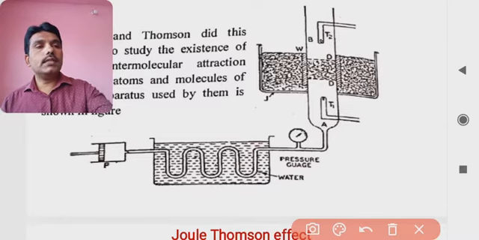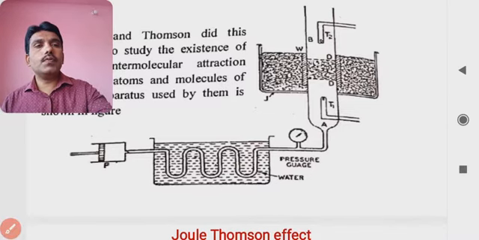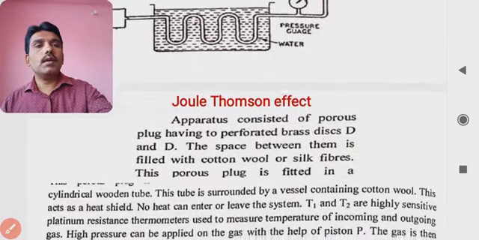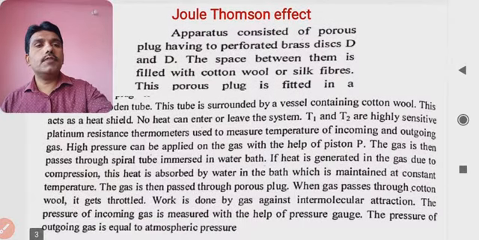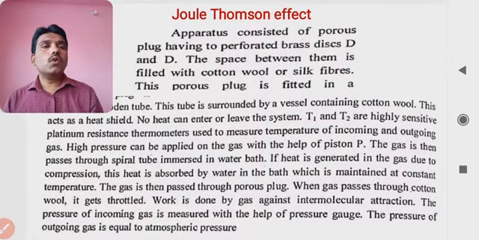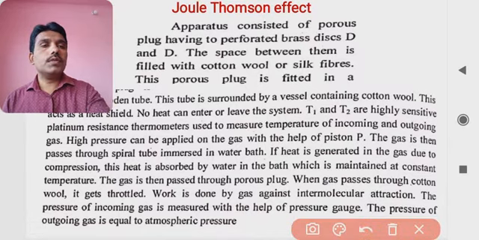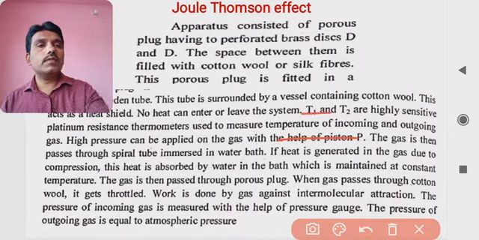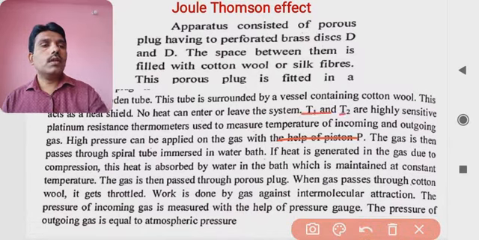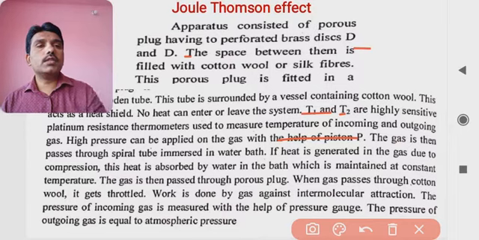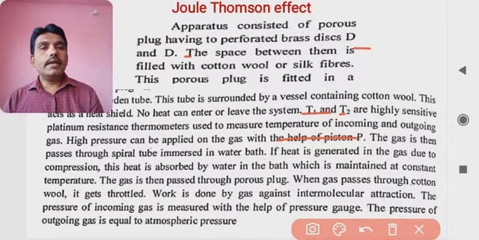So let's see the results when the gas passes through this experimental setup at different pressures. All these parts I have already explained: what the piston is, what the piston's work is, what the T1 and T2 highly sensitive platinum resistance thermometers are, what the DD is, and the brass disc. This is the experimental setup.